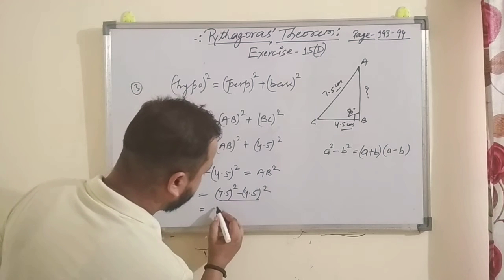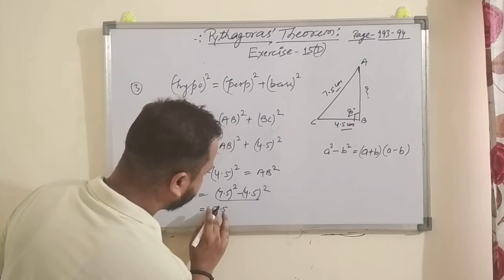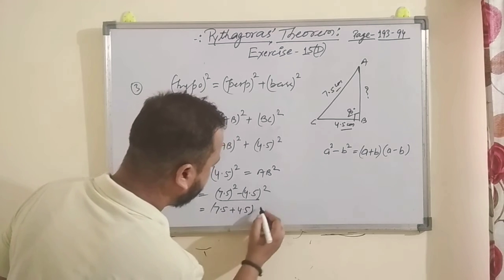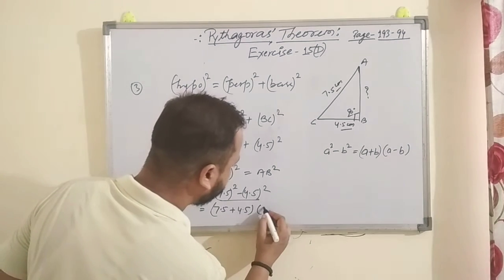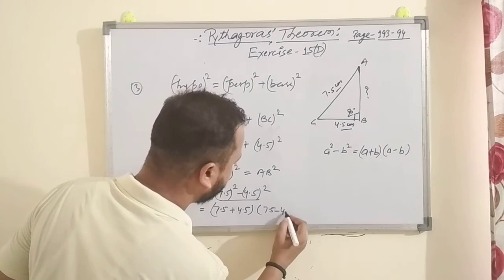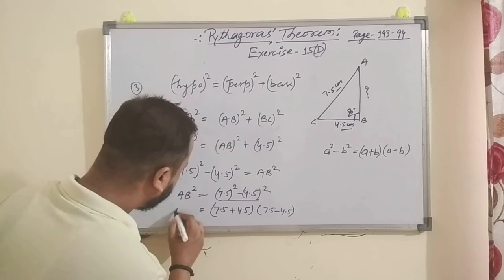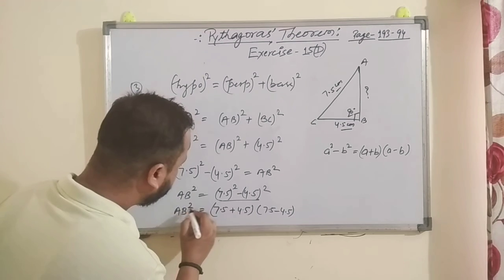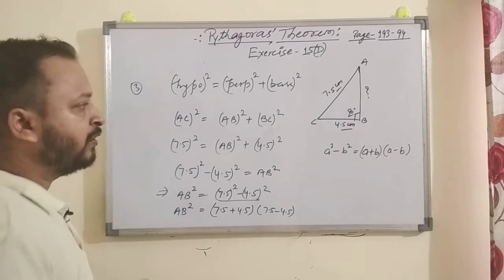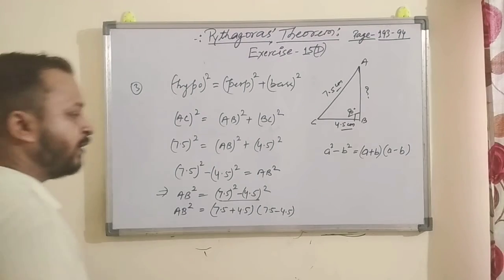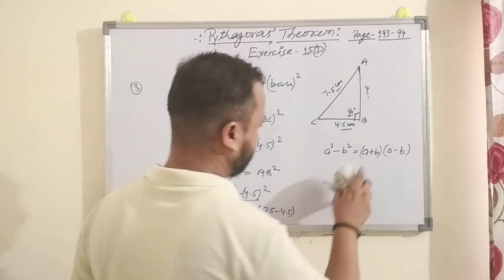So 7.5 plus 4.5 in one bracket, right? And in another bracket 7.5 minus 4.5. Just memorize this formula. In higher classes, you will get to know how this formula comes, right? So for your standard, just memorize it.